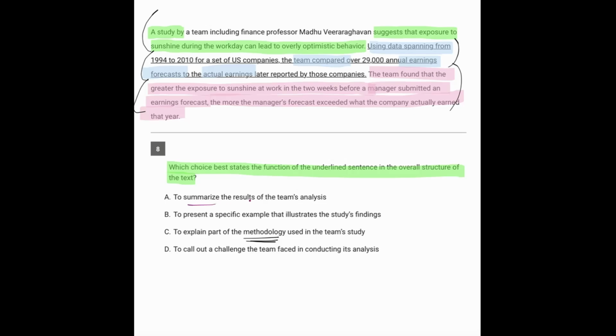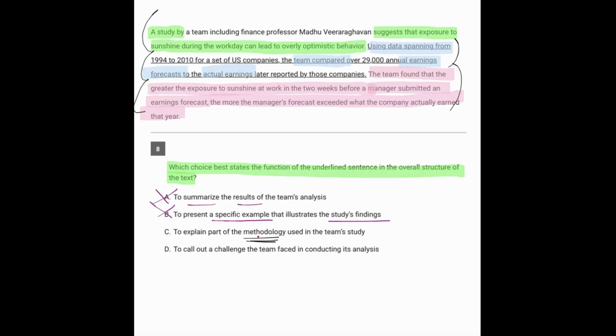We're not getting a summary of the results, definitely not in the underlined part. That's more of the pink sentence. B, to present a specific example that illustrates the findings. Well, this entire paragraph is kind of one big example. And the green sentence at the beginning is just kind of telling us this is what this is an example of. So definitely not the idea that the underlined portion is only the example. The whole paragraph is the example.